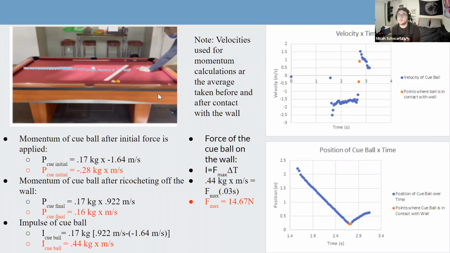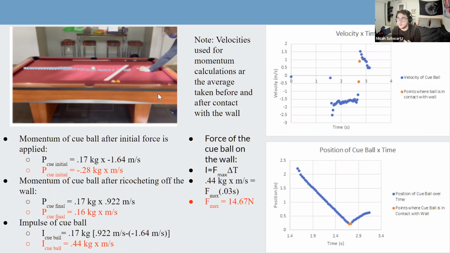So a very simple demonstration, just a cue hitting a cue ball, but using that demonstration, we can pretty accurately get an estimation for the momentum and the impulse. The momentum for the cue ball after the initial force from the cue is applied can be calculated just by mass times the velocity. Those blue dots on the picture in the top left show the path that the ball is taking the entire time.